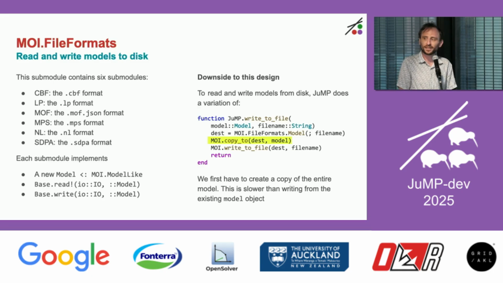The biggest downside of this is when you say JuMP.write to file, we have to copy the whole model first into a new format, rather than just parsing your model as it is. So there's some overhead in JuMP to writing files to disk that might not exist in other places. And the same when we read a file from disk, we first read it into one of these models, and then we copy it into a new JuMP model.